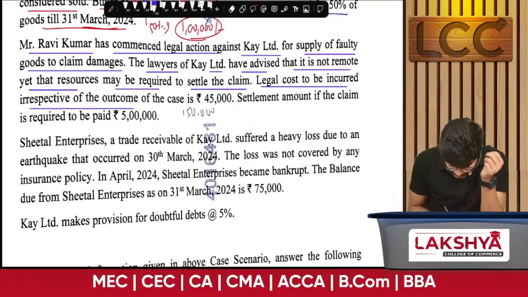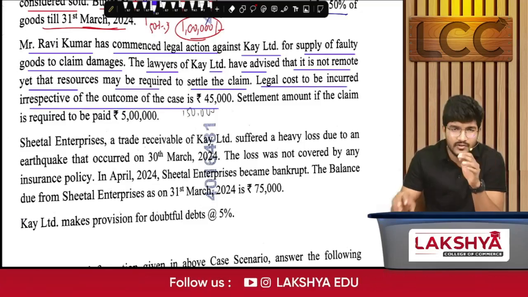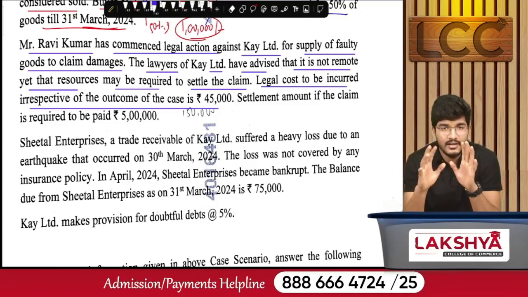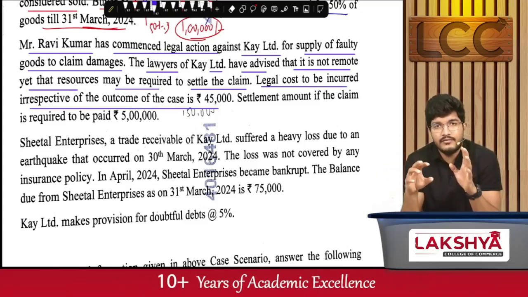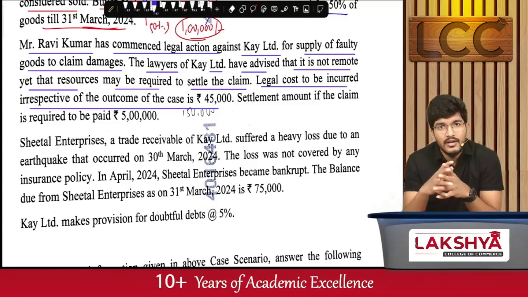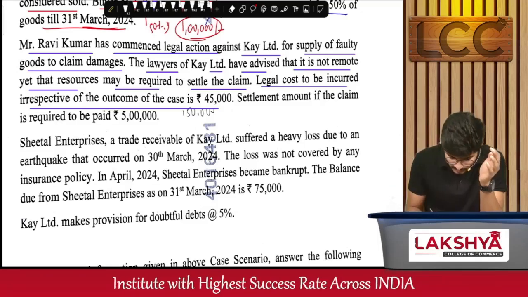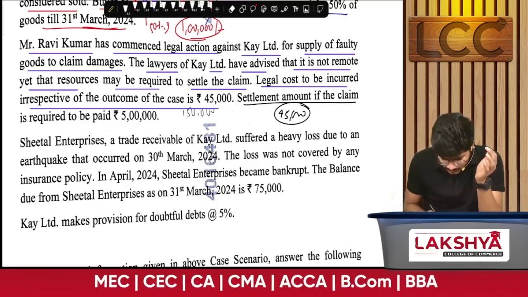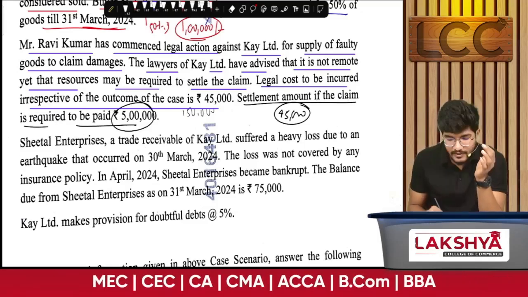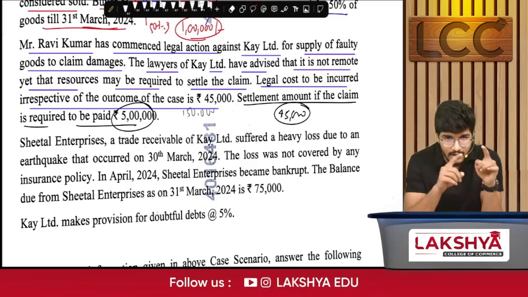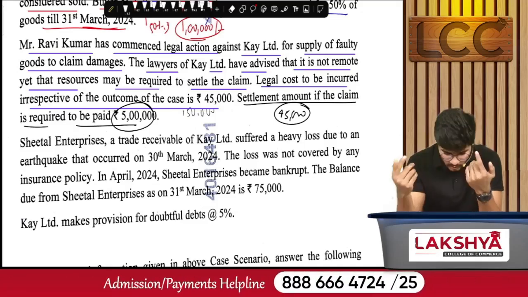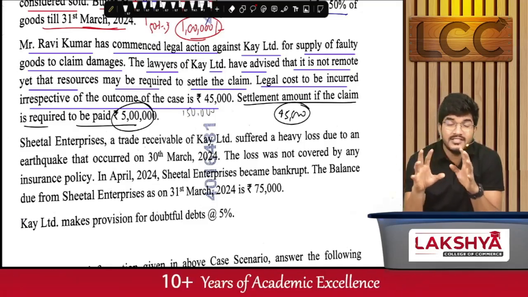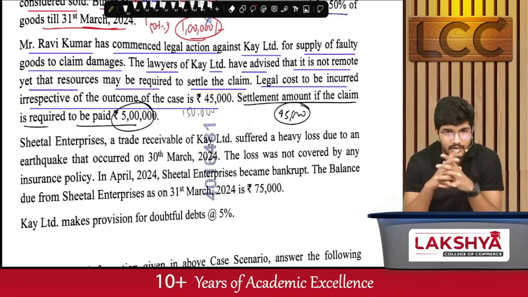Legal cost to be incurred irrespective of the outcome of the case is 45,000. This 45,000 we should definitely incur without considering the result of the case. Anyhow, we should incur the 45,000 cost. So there is a confirmed amount. And the settlement amount, if the claim is required to be paid, is 5 lakhs. If the case is lost by the company, there will be an outflow of 5 lakhs. But that 5 lakhs depends upon the outcome of the result.